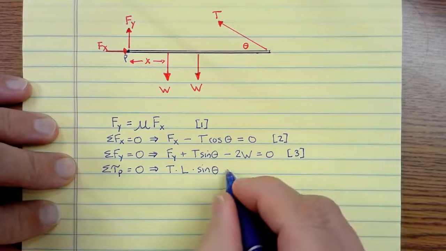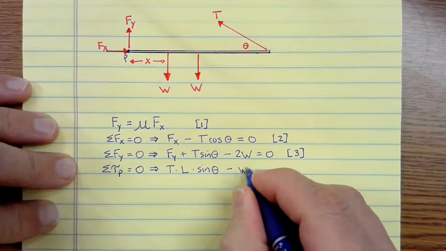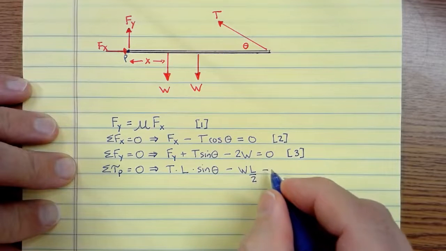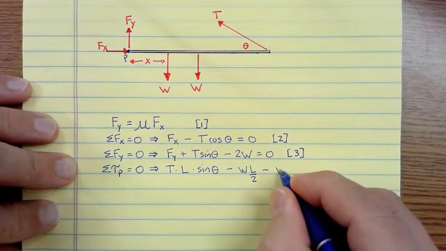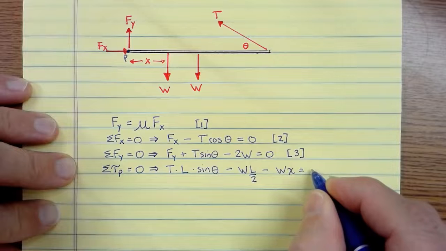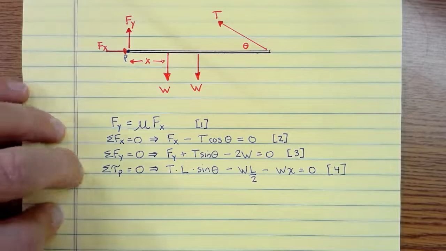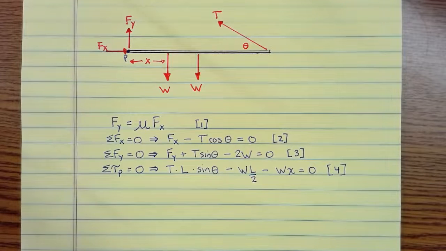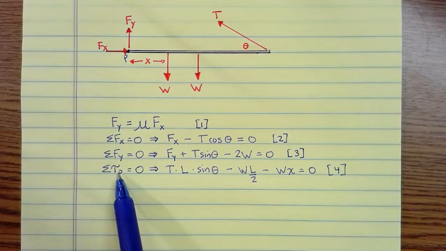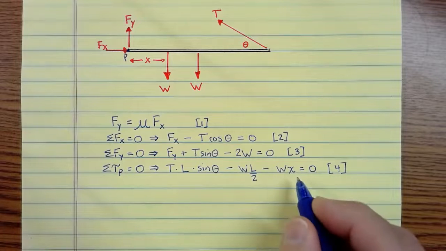That's the positive torque. Minus the weight of the bar, so that's W, times the distance it acts, which is L over 2, minus this weight right here, which is W, times the distance it acts from the pivot, which is x. And all of those terms add up to 0, and we will call that equation number 4. And really, that's all the physics there is. You've used friction, the sum of the forces in the x and the y direction, and the sum of the torques to give you 4 equations, and you are trying to find x.